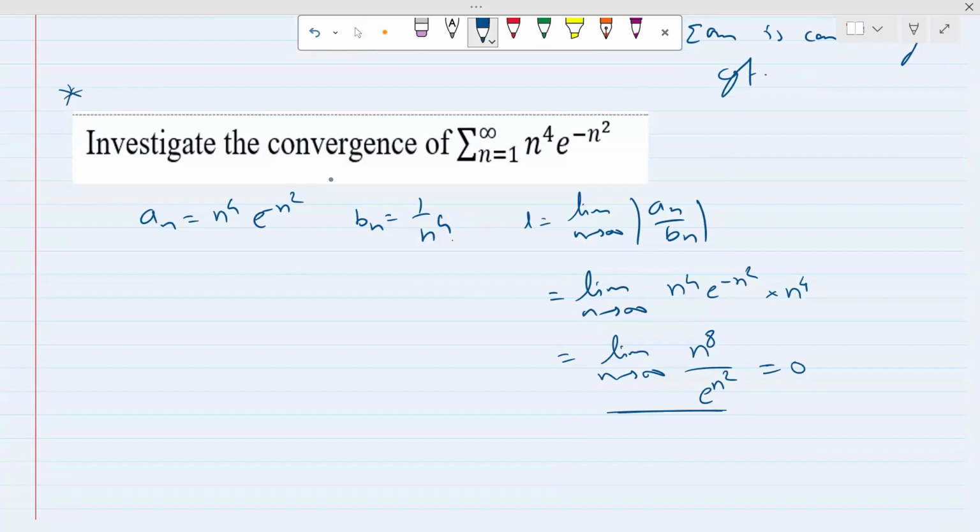This limit goes to 0 because it is an infinity by infinity form. So you can go on applying L'Hopital's rule repeatedly, and you can conclude this limit approaches 0 by repeated application of L'Hopital's rule.